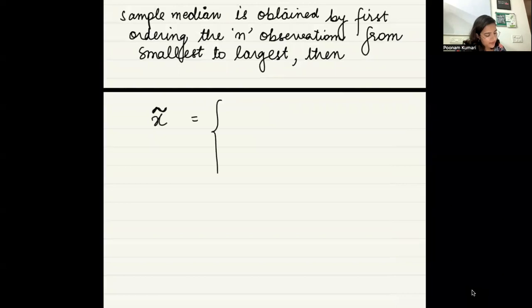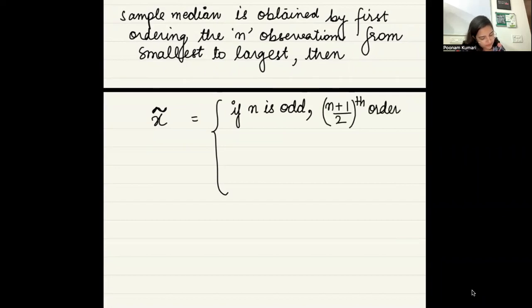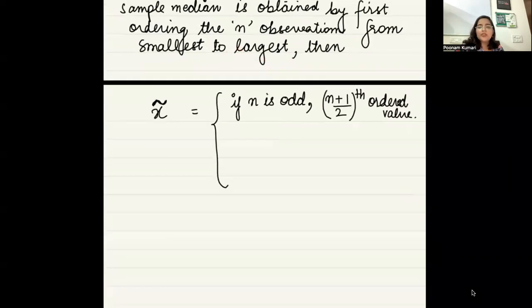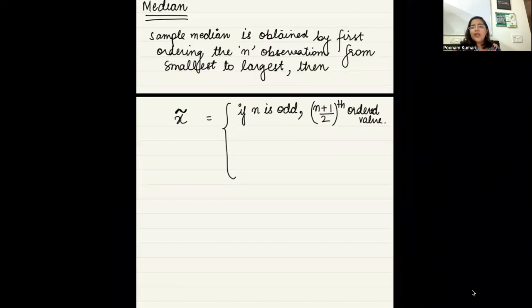So if my number of observations is odd, if n is odd, then my sample median is the (n plus 1) by 2th observation in that ordering. So median is not this number. Median is whatever value sits at that position. Okay, if this comes out to be 10, that means in that ordering, whatever my 10th position is, whatever that number is, that is my median value. So this is your median value if your n is odd.